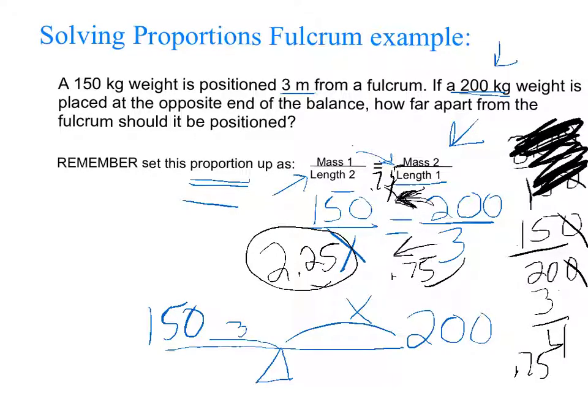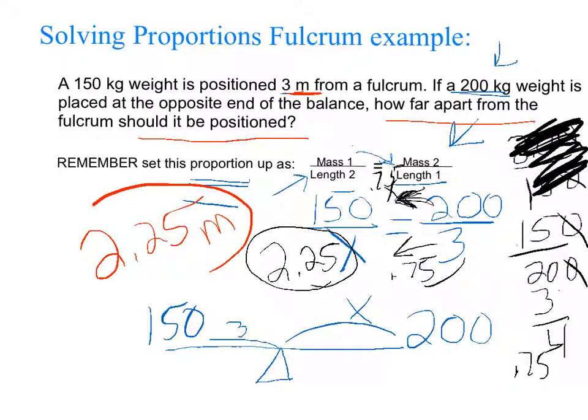So my advice is always, after you solve a word question, always go back and read the last sentence and then answer the question. The last sentence says, how far apart from the fulcrum should it be positioned? So my answer is 2.25, and I look here, meters. So this distance is 2.25. And if I put this 200-pound weight that far away from the balance point, the board will balance. So try the practice problems. Bring any questions you have to class tomorrow. Take care.